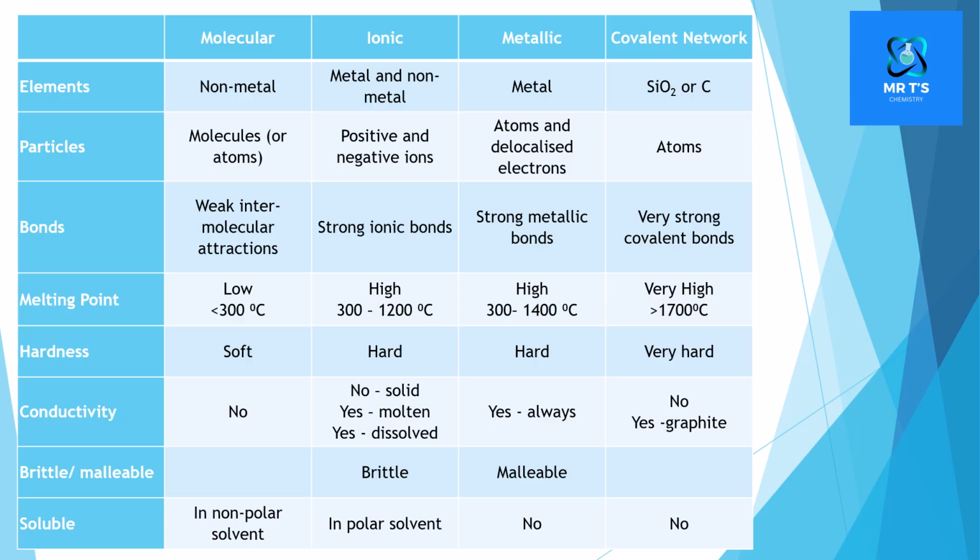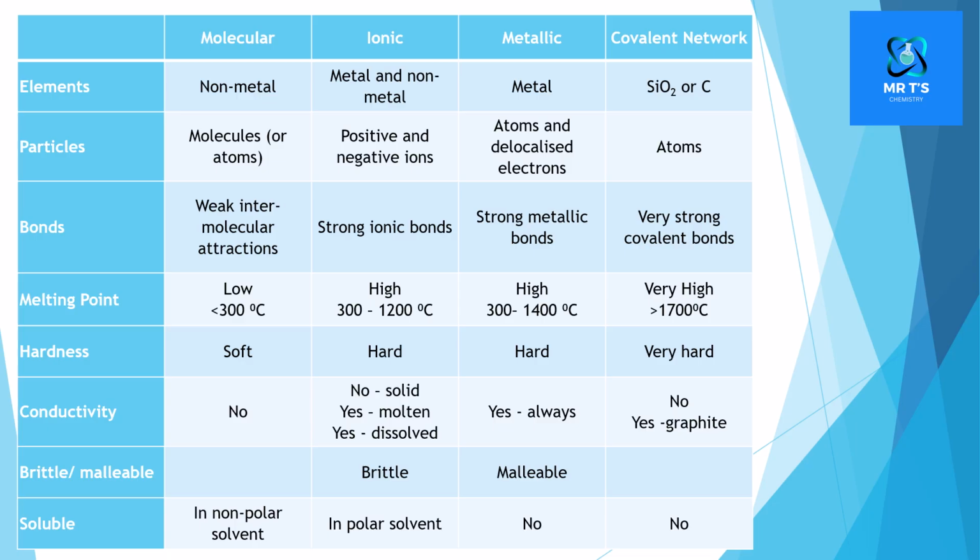Conductivity: molecular, no. They don't conduct electricity very well because they don't have a charge, even if they can move. What about ionic? Well, they won't conduct when they're solid, even though they have a charge. They're held firmly in place. When they're molten or dissolved, those ions can move, therefore the charged particles can conduct electricity. Metals always conduct electricity because there are always those delocalized electrons. Covalent networks, no, they don't conduct electricity, except for graphite. It has two-dimensional layers and three bonds between the atoms. The carbon atoms have one electron left that's delocalized, and it can conduct electricity.